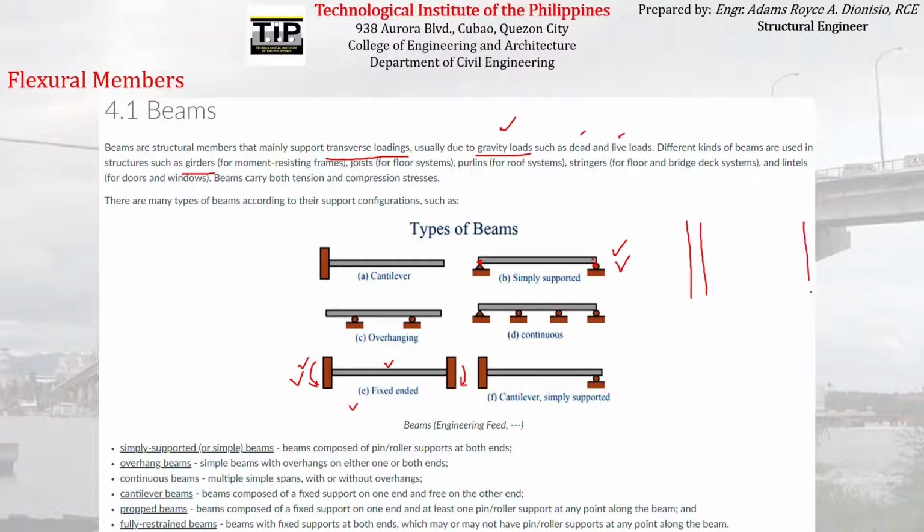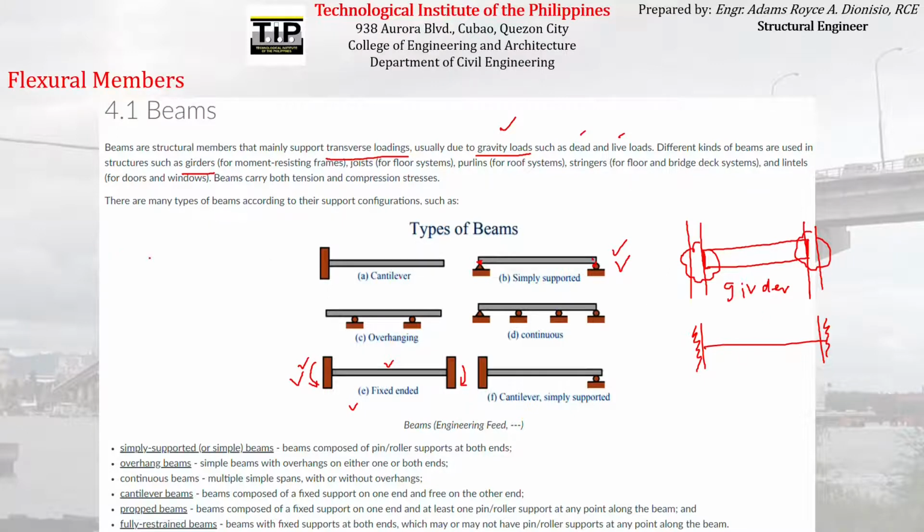Kunyari, ito column, tapos ito column. Tapos there is a beam that connects one column to the other. Pag ganyan, usually ang tawag natin diyan girder. Kasi ang assumption natin diyan, yung connection between the beam and the column ay fixed or rigid. Yan, yung connection na yan. Usually ang assumption natin diyan rigid. Kaya kapag minodel natin yan, yung ganyang configuration, ganito ang itsura niyan. Para siyang fixed-ended beam. Okay?